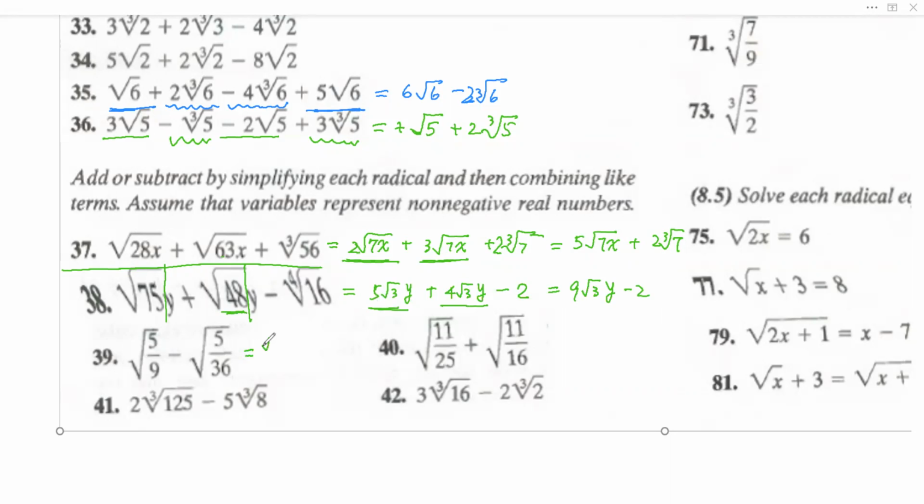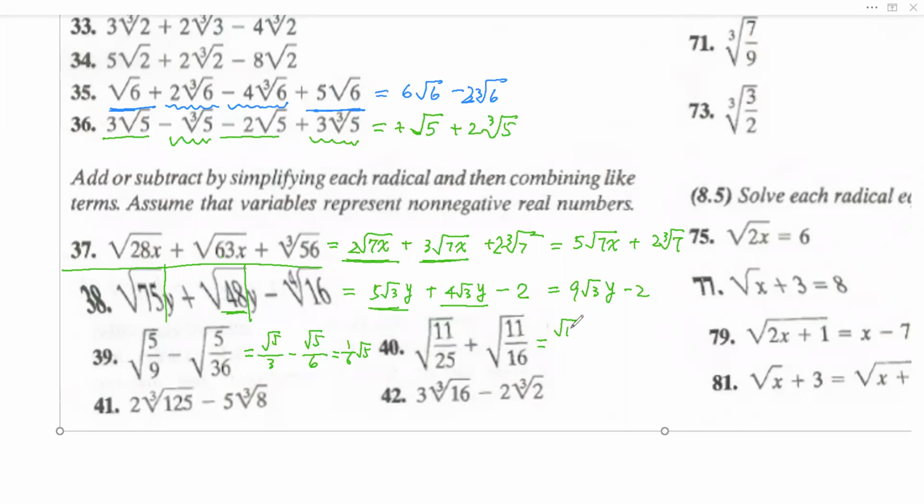All right, 39. Let's simplify first. So here it became 3, right? A minus is 6. So we can do this one easily. So 1/3 minus 1/6. So you still got a 1/6. Right. All right, see number 40.